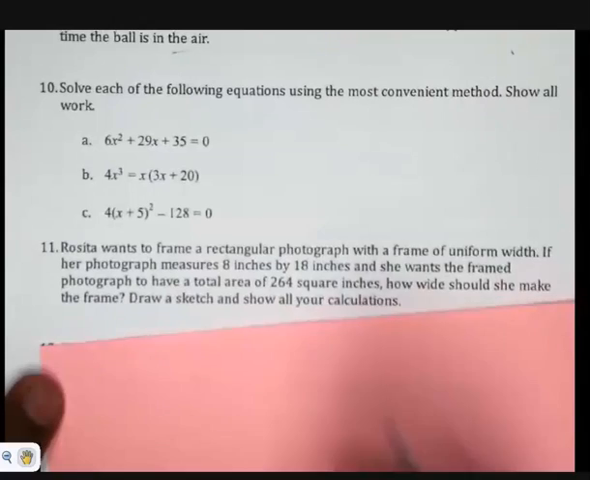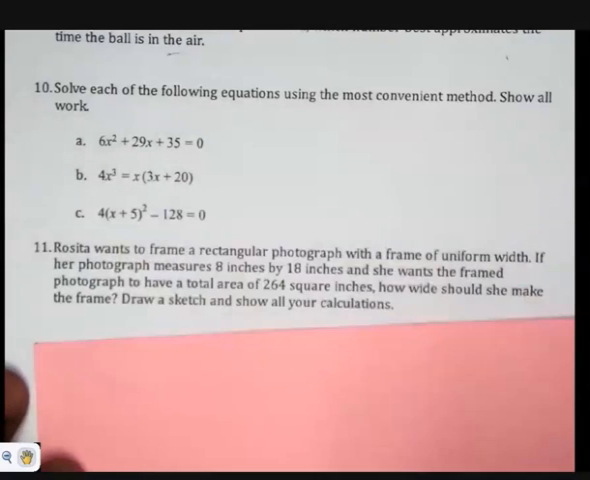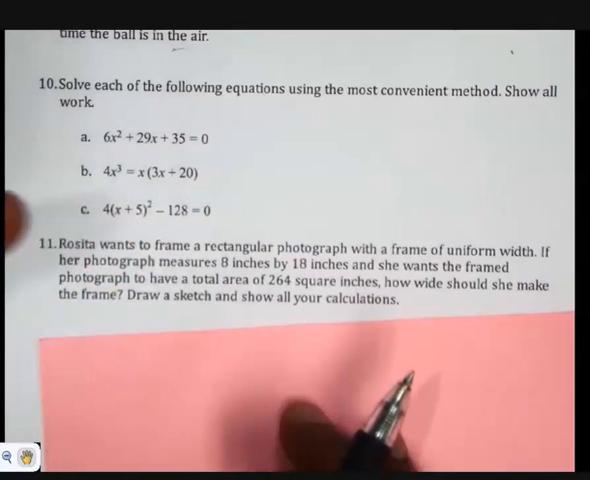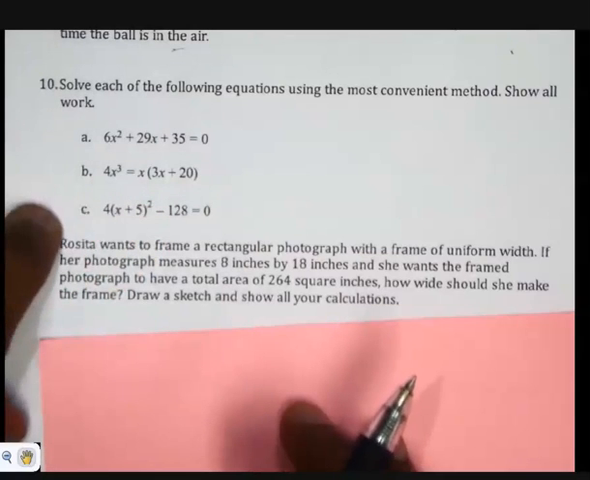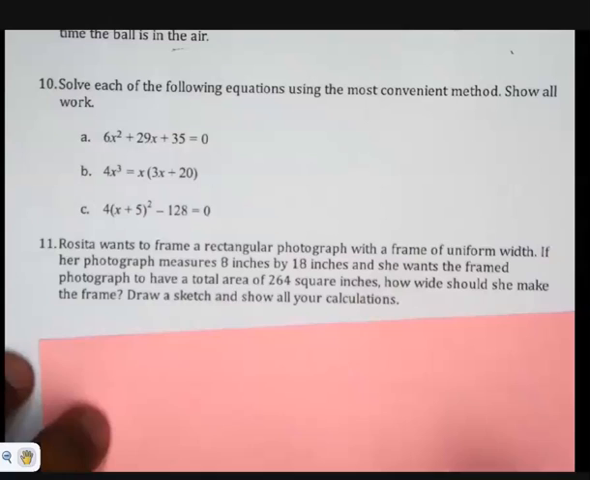Solve each of the following equations using the most convenient method. So you can just decide whichever method is convenient to you. You can solve this by finding the factors, or by completing the square, or extraction of roots, or finally using the quadratic formula.